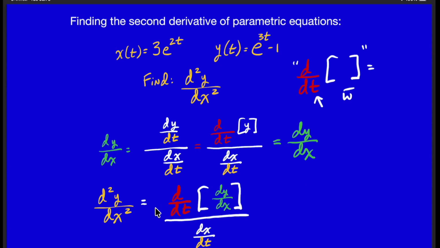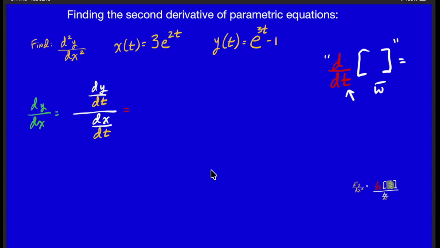Now, when we take the second derivative, we do the same thing. We take the d/dt operator, but this time we apply it to dy/dx. And again, we divide by dx/dt. Let me use a lighter color to do that highlighting. We're going to take the derivative with respect to t of the first derivative dy/dx, and again, we're going to divide by dx/dt. That is the blueprint on how to do this. So let's proceed with part one.